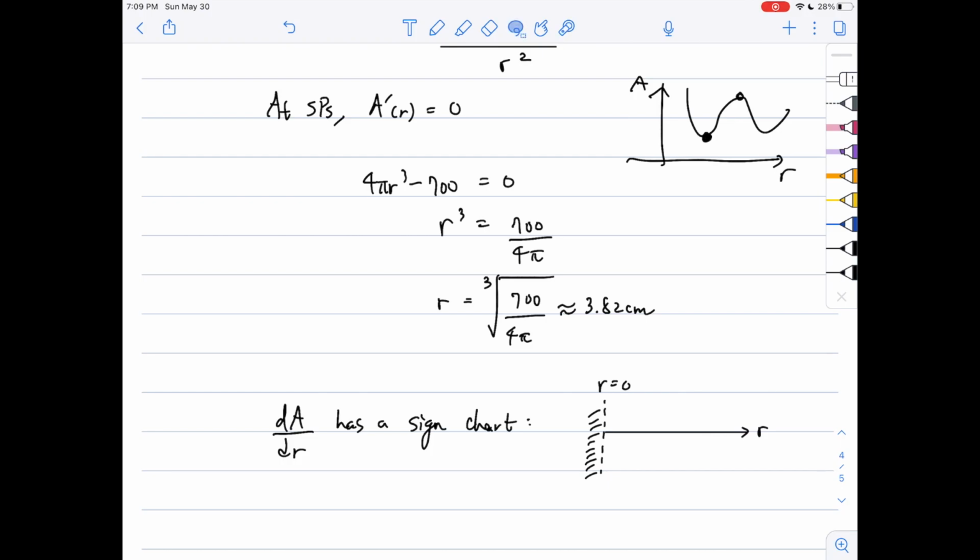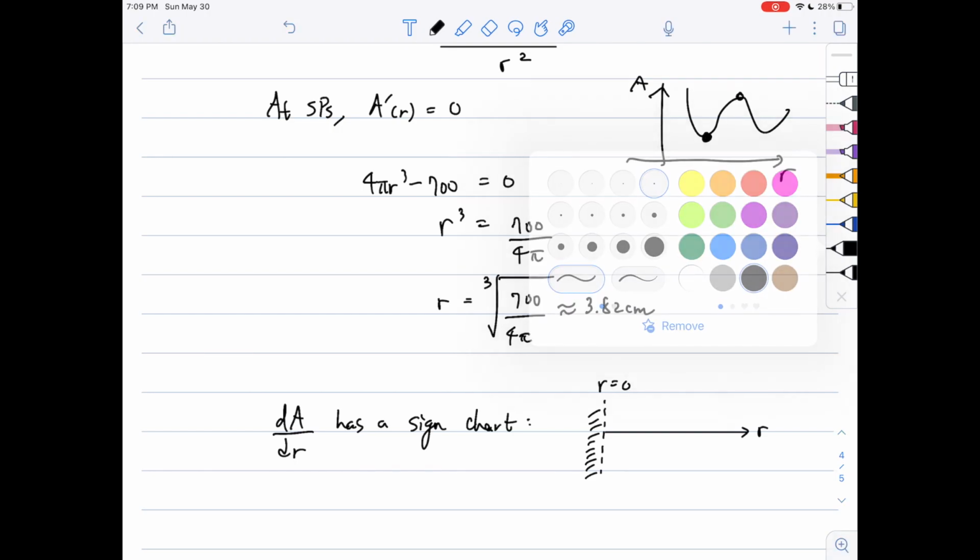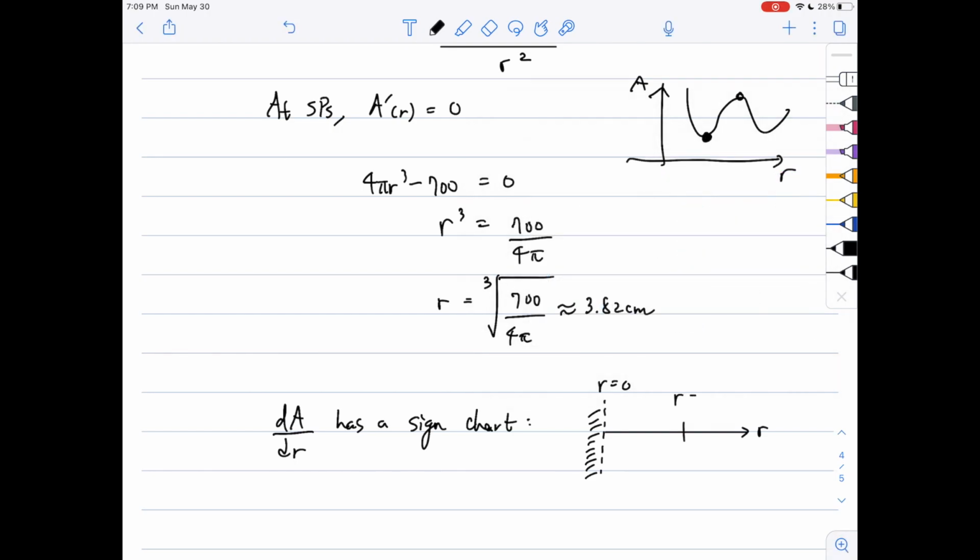Okay, so we know that we have a critical point, or a stationary point, at r equals the cube root of 700 divided by 4 pi, okay? So that seems to be important. We know that that value leads to 0 for the first derivative, okay? Because we solved this equation here. What we need to do is test the value to the right and test the value to the left.